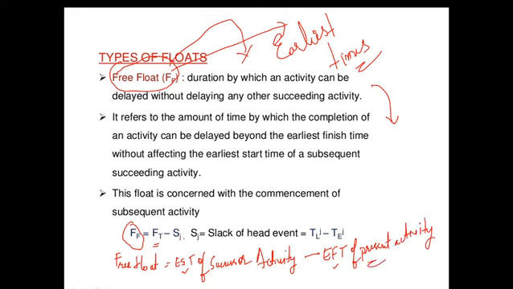This is also one empirical formula. Instead of using free float is equal to total float minus slack of head event, if you are getting confused, you can go for this formula also, EST of successor activity minus EFT of present activity. So, this is about free float.